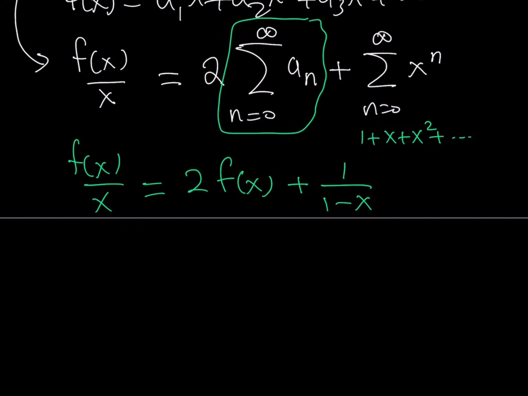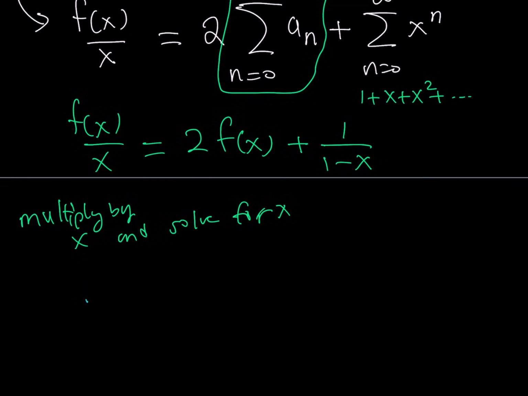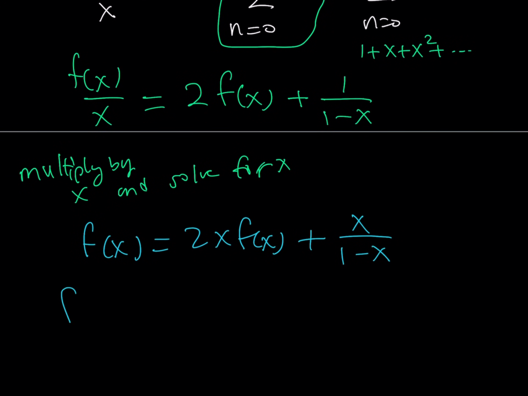Let's go ahead and solve for f of x. And let's multiply both sides by x first. So let's multiply by x and solve for f of x. That's my goal. Okay, let's do it. So now I'm going to get f of x equals 2x f of x plus x over 1 minus x. And then let's put the f of x's together. That's going to give me f of x times the quantity 1 minus 2x equals x over 1 minus x.